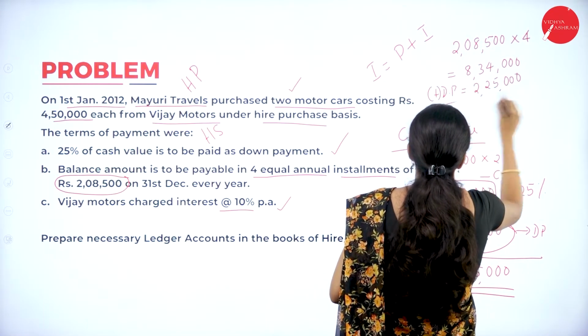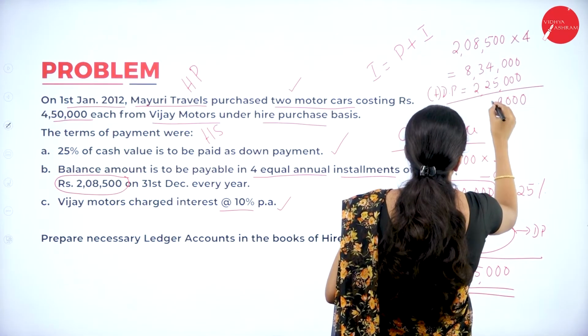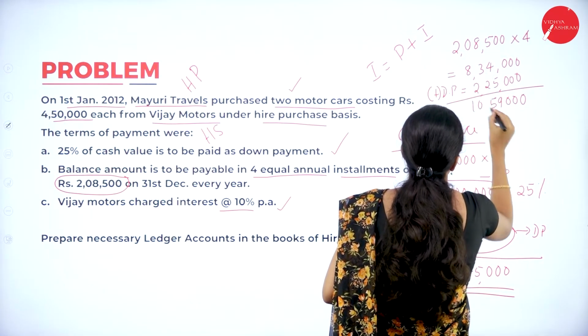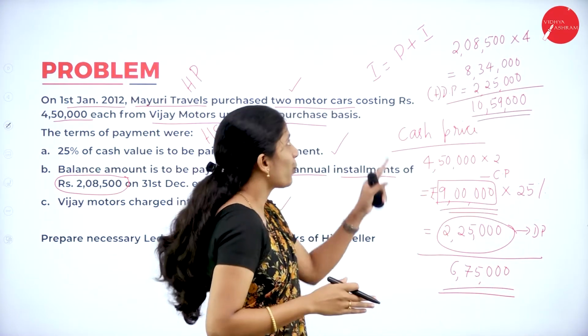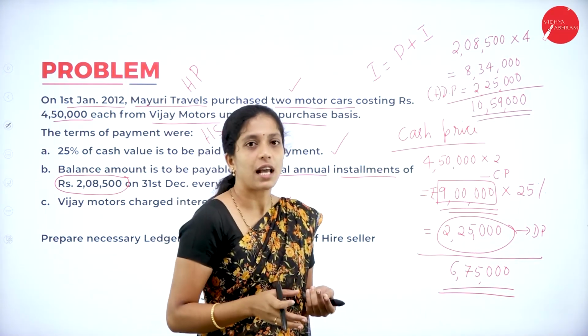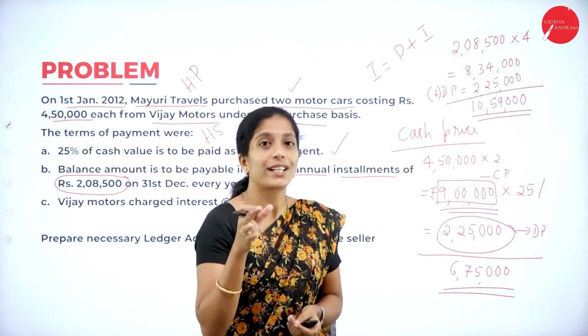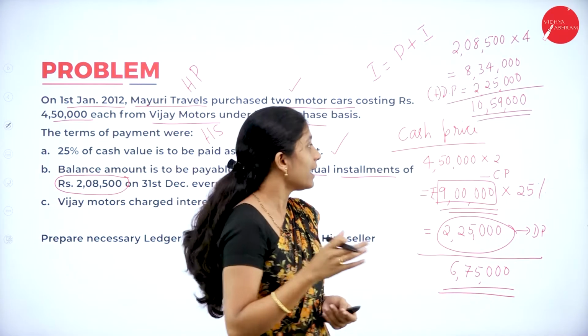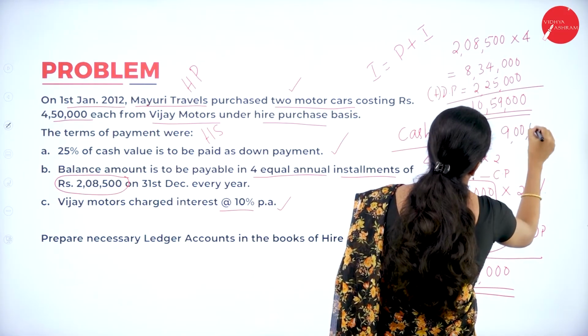2,25,000, that is 25%. So how much will we get? Here it is 10,59,000. Now see, when we add the down payment to the installments, we got 10,59,000. But what is the total cash price of the motor car? That is 9 lakh. So 9 lakh is the total cash price of the car.